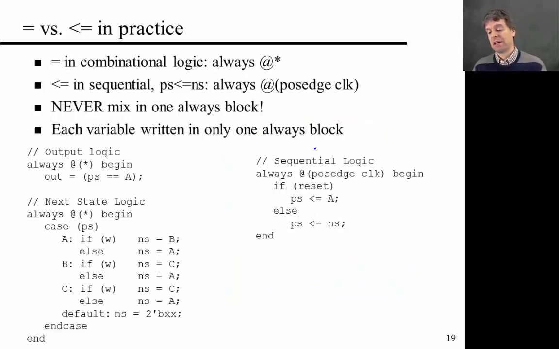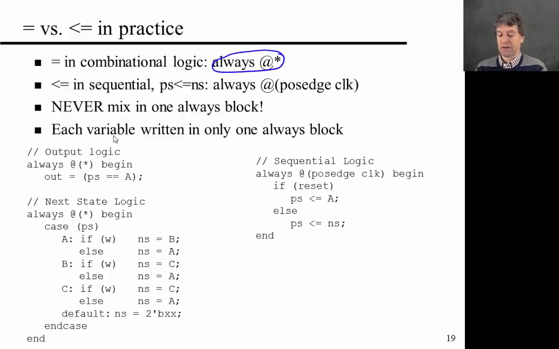So in practice, there are some simple rules as to how to use these two different symbols. In a combinational logic block, so basically in always @(*), you can always use this equal sign, the blocking statement. But in sequential logic, in always @(posedge clock), always use the non-blocking version. Never mix them in one block.